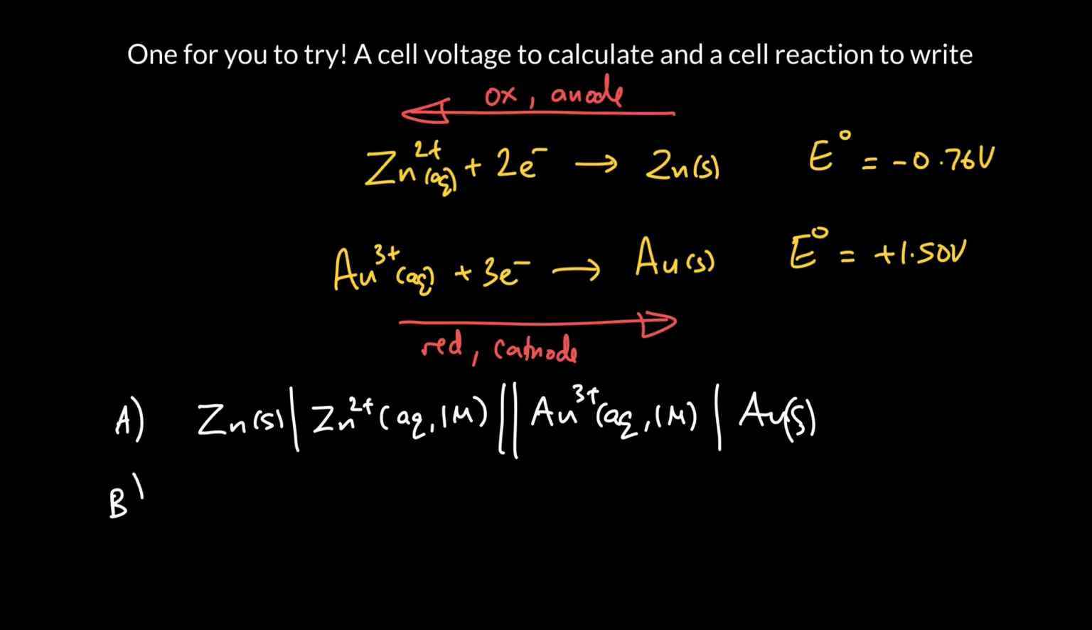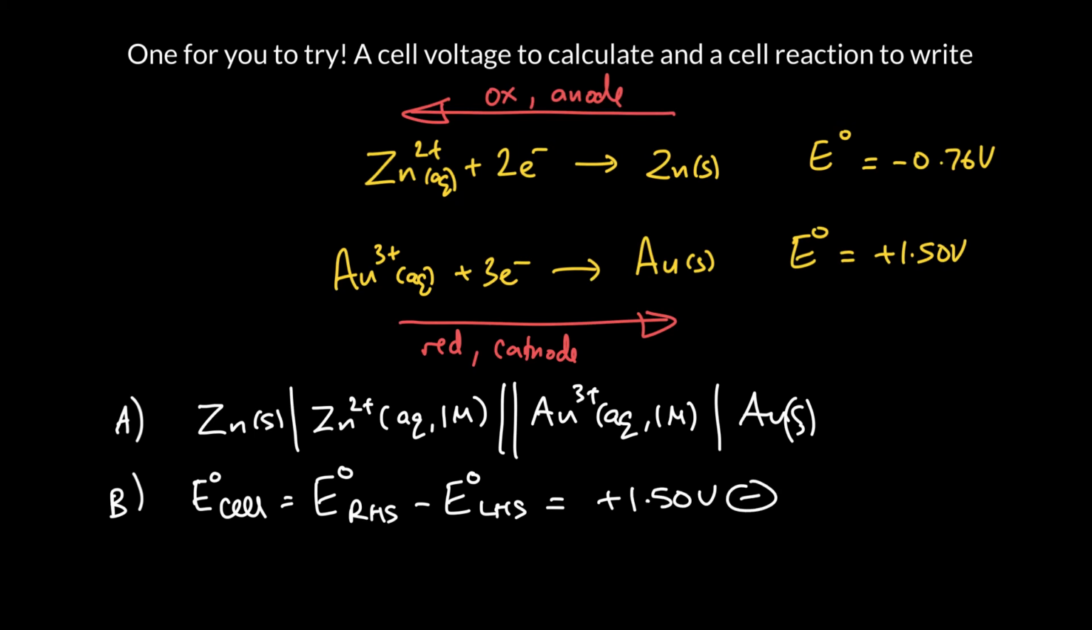Pause the video and see if you can calculate the cell voltage next. All right, so the cell voltage, so E cell is E cathode minus E anode. If you like, it's E right-hand side minus E left-hand side. And we can look those up. So the cathode is the right-hand side, so that's positive 1.5 volts. And subtract away from that the anode, the left-hand side, so that is minus 0.76 volts.